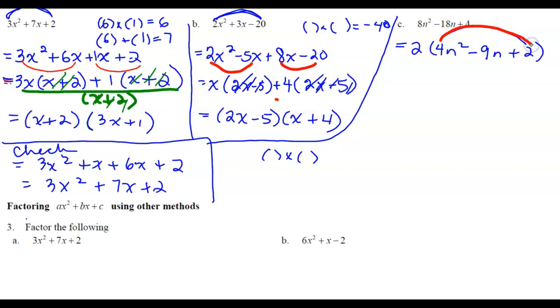If you do it just with 2, it's never going to work. There's no way you can find two factors of 2 that add to negative 9. Right? So if you said not factorable, you're incorrect. So you have to look at that coefficient. So I need 2 numbers that multiply to 8 and add to negative 9.